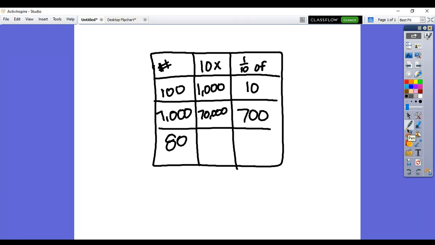Next one, we've got 80. So 80 times 10 would give you 800. 80 divided by 10 would give you 8.